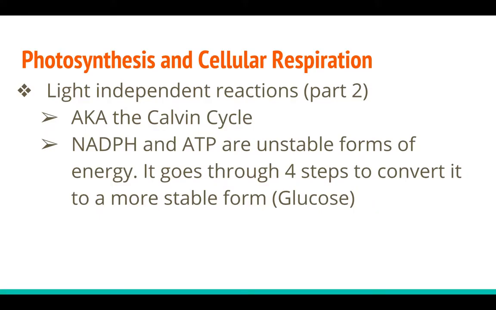The light-independent reactions, part 2, is also known as the Calvin cycle. This is where NADPH and ATP are in unstable forms, and so they are converted into a more stable form of energy. It goes through 4 steps to convert it to a more stable form called glucose. Go ahead and pause now if you need a moment to write down this information.